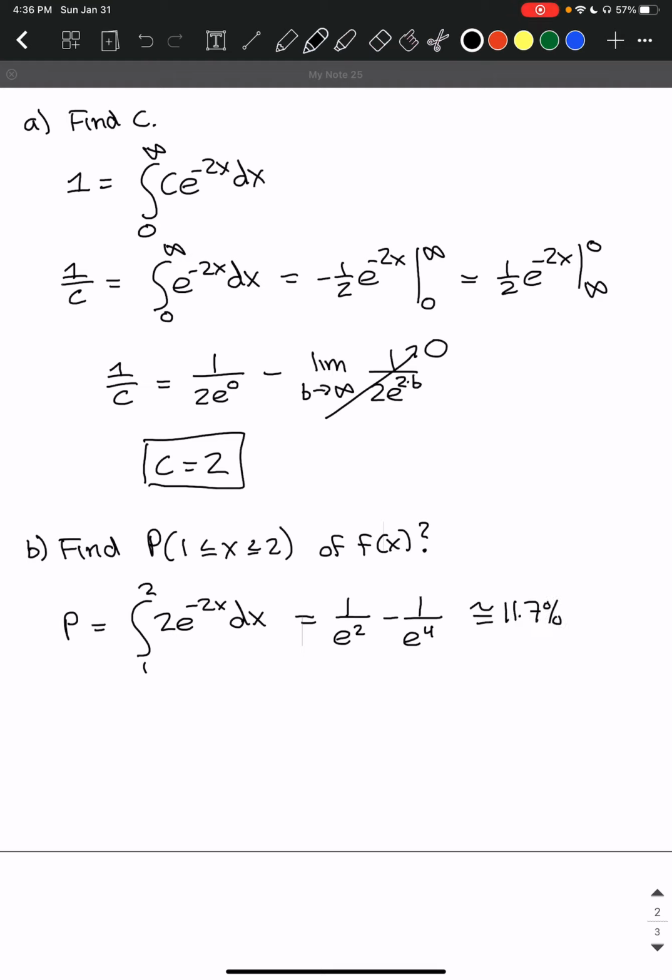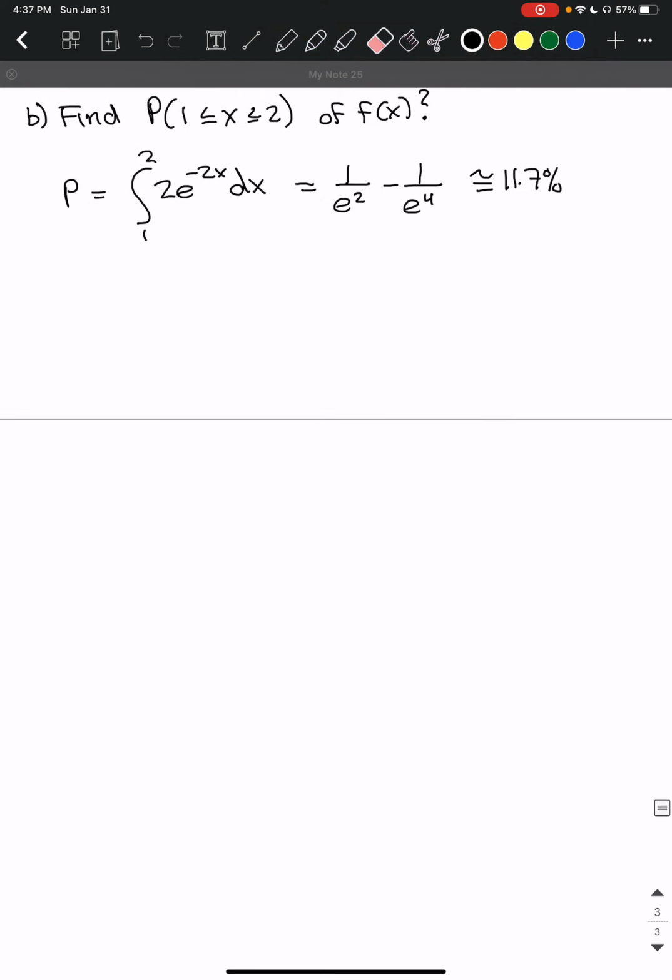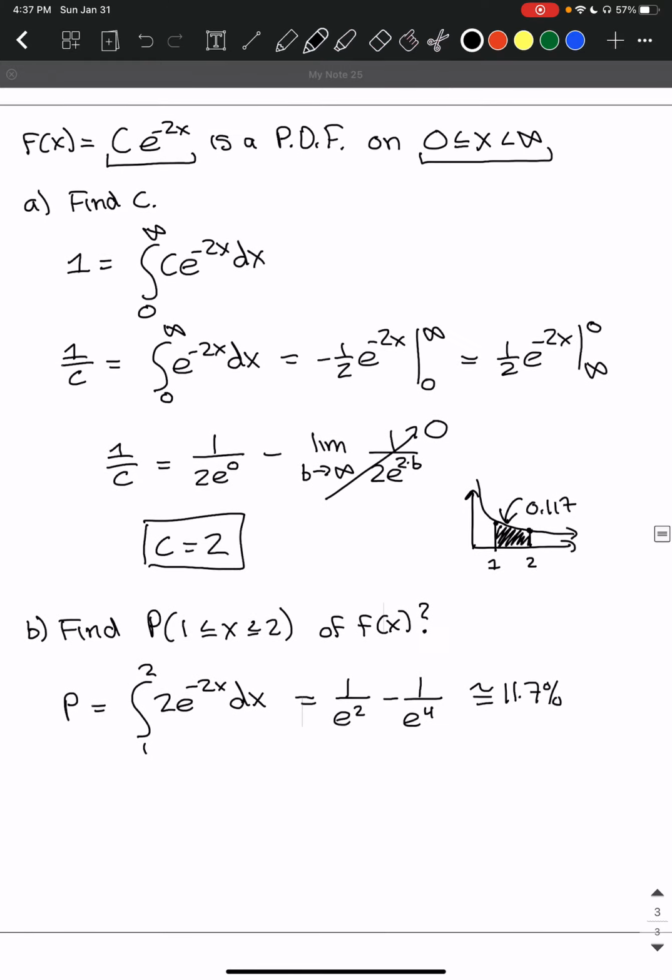Okay, so this is saying that on my function, which looks something like this, if I go between here and here, 1 and 2, this area itself is equal to 0.117. So that says I have an 11.7% chance of my variable landing in this interval somewhere. And again, this is all thanks to the fact that the integral of the entire function is equal to 1. Okay, so those are two very typical problems for finals.